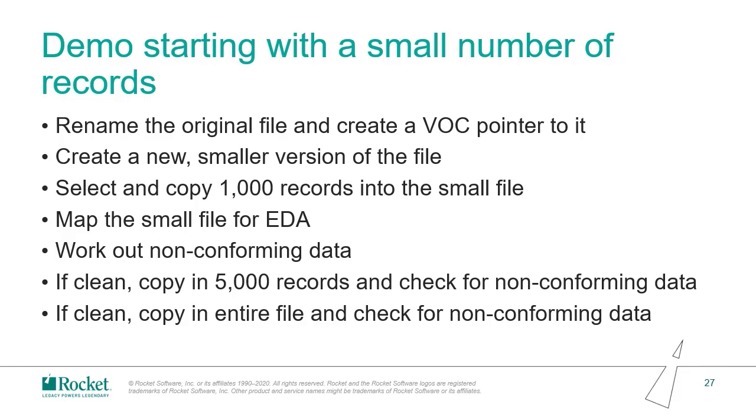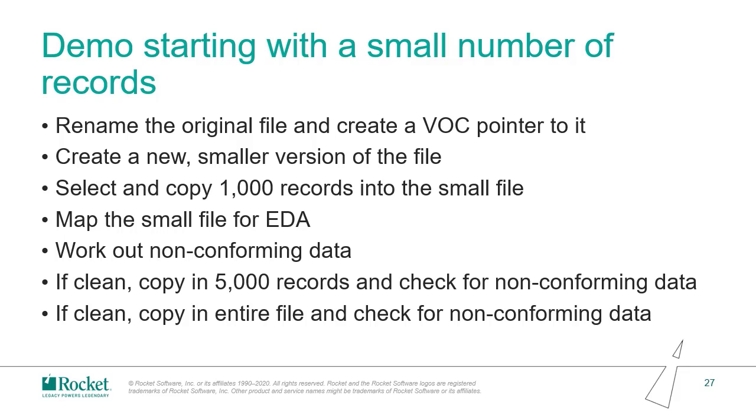So here's how I like to do it. I will rename the original file and create a vote pointer to it. So if we're working with a customer file, it might be called customer.orig or customer.full or something like that. Then I'll create a new and smaller version of the file. Just call it customer in this case. And then I will select and copy 1,000 records from the main file, the customer.full in this case, copy those 1,000 records into the small file.